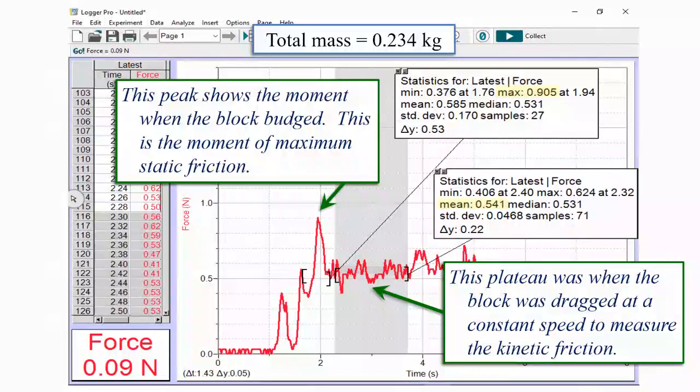It's right about at 2 seconds when finally the maximum static friction is exceeded and the block begins to move. In the region between approximately 2.5 and 3.5 seconds, the block was dragged at a constant velocity. This is going to be used to measure the kinetic friction.